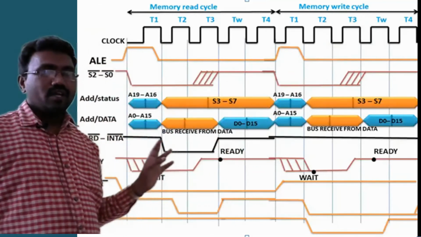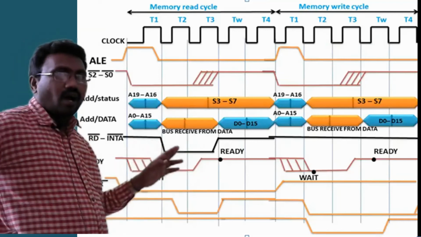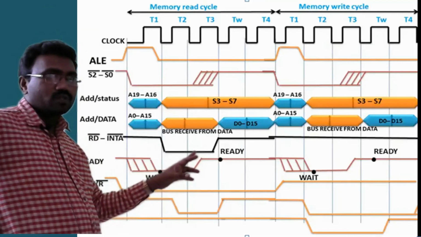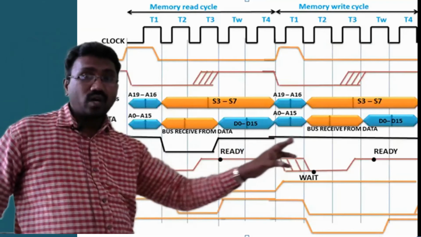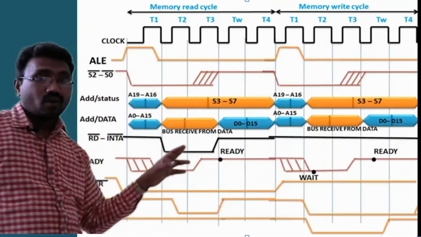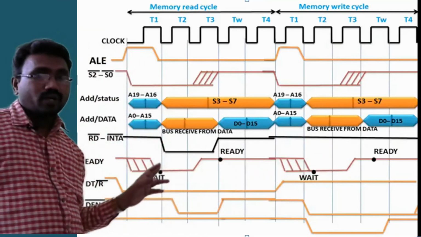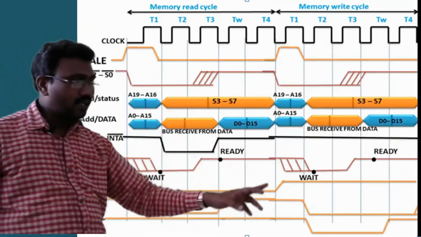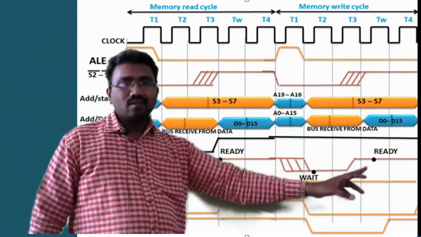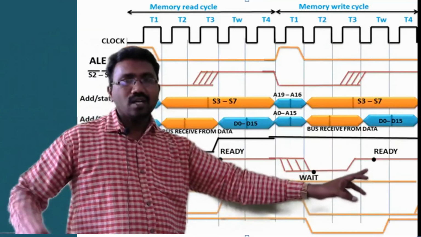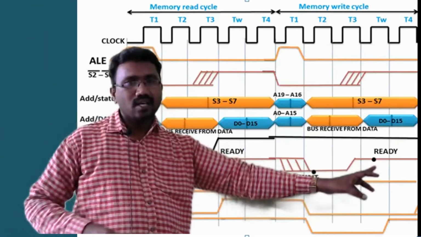Same concept here. RD bar: in case of a read cycle, the RD bar signal is low, which indicates read is enabled. In case of a write cycle, RD bar should be 1, that means read is disabled. Next, coming to ready. In either the memory read cycle or the memory write cycle, the device should be ready to transmit the data. The device indicates this by enabling the ready signal. When ready is 1, only then is the device ready to transmit the data.